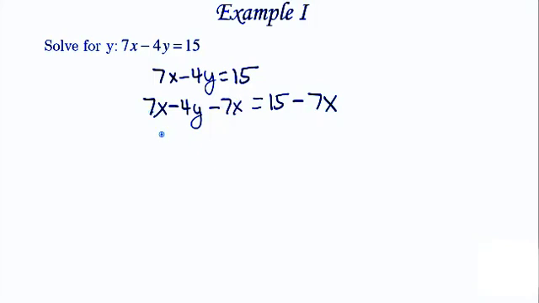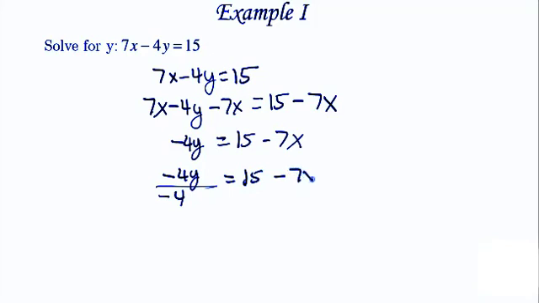The 7x's cancel out, and that leaves me with minus 4y equals 15 minus 7x. In order to isolate the y so that I can solve the equation, I'm going to divide both sides by negative 4. On this side, the negative 4's cancel out, so I have the y isolated. And on the right side, I have 15 minus 7x divided by negative 4.